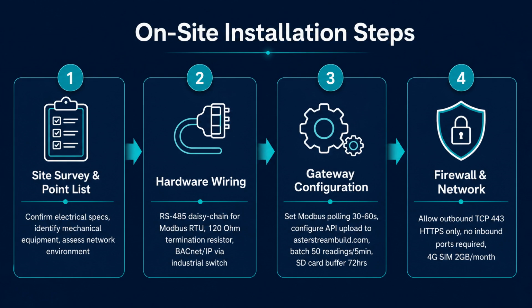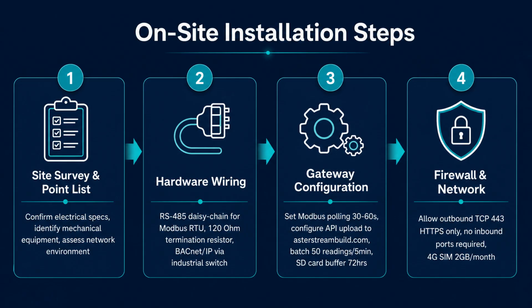For BACnet over IP devices such as modern chillers, connections are made via industrial switches on the same subnet as the IoT gateway. With the physical connections established, the next phase is configuring the IoT gateway. Log into the gateway's web user interface and set up the Modbus polling parameters, typically polling every 30 to 60 seconds. You will need to configure the upload target to the AsterStreamBuild.com using your unique API key for authentication.